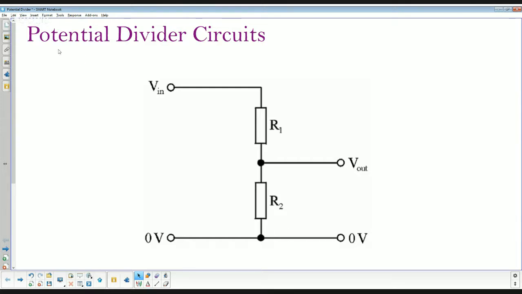All right. So anyway, a potential divider circuit. Basically, you need to be able to recognize whatever circuit is given to you during the exams as a potential divider circuit, right? So how do you know it's a potential divider circuit? As long as there are two resistors in series like that, there will be a voltage being tapped into the circuit.